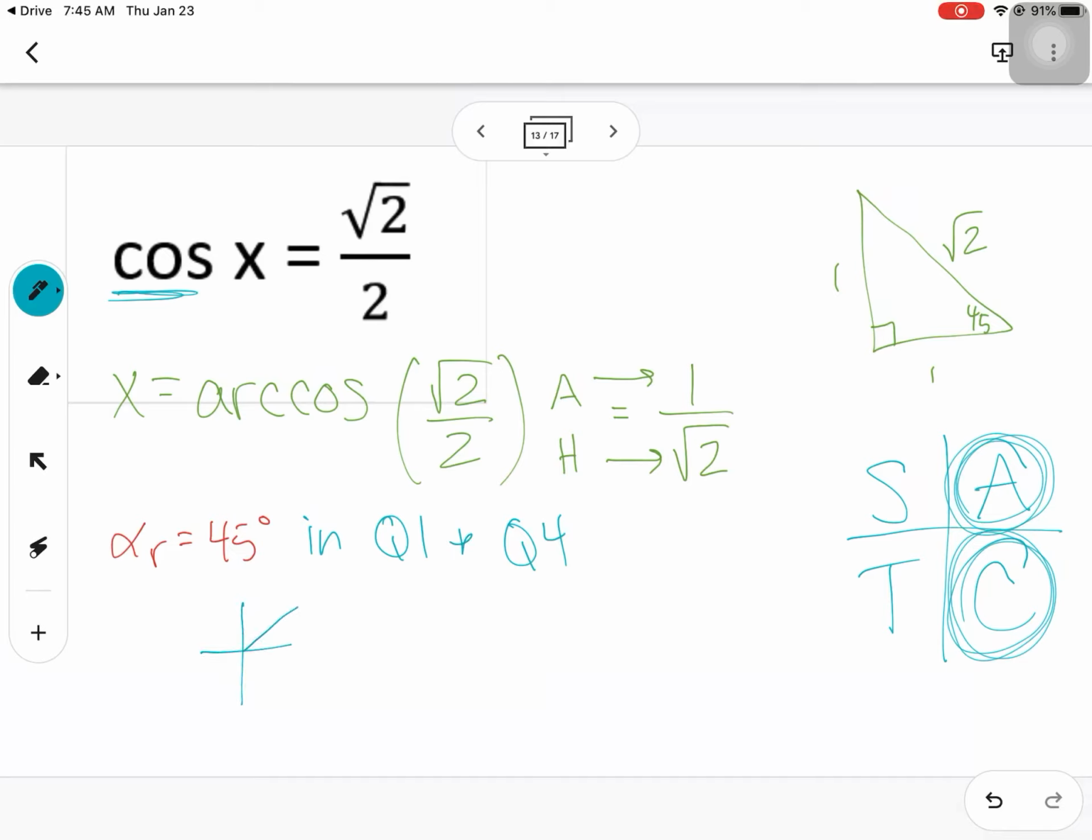Drawing the pictures, if that helps you, that means I'm looking at a quadrant 1 angle and a quadrant 4 angle. In quadrant 1, my reference is always equal to my coterminal, so this is going to be a 45-degree angle. In quadrant 4, it's just like before, where you will always do 360 minus your reference, or minus that 45, and you're going to get a 315-degree angle.